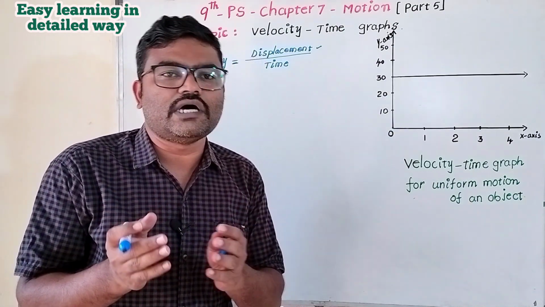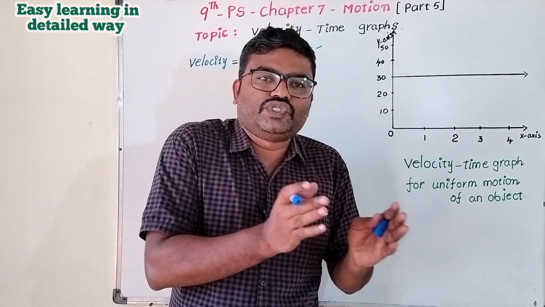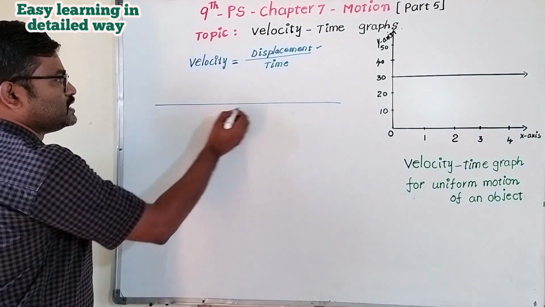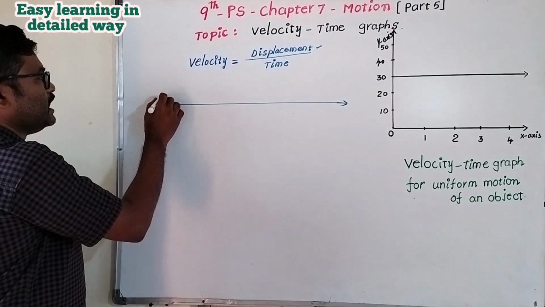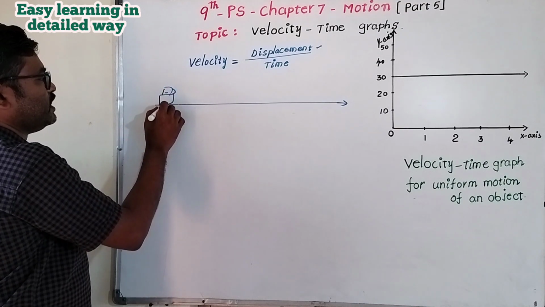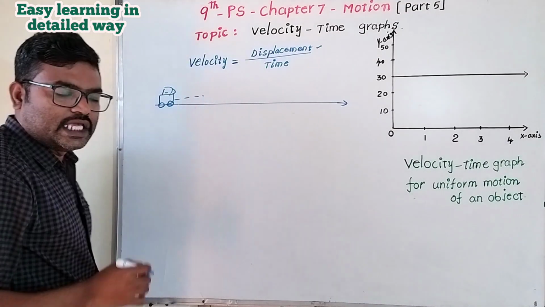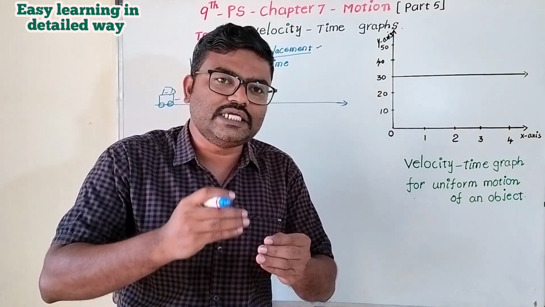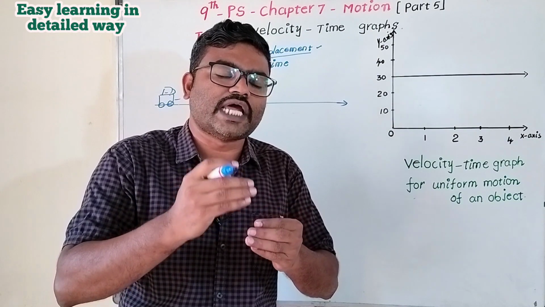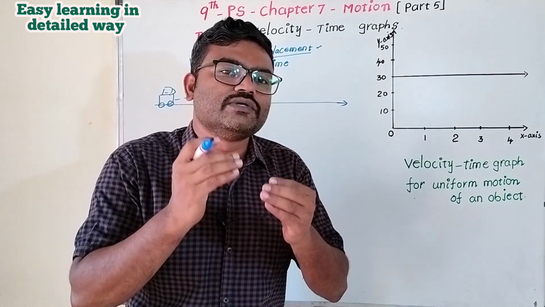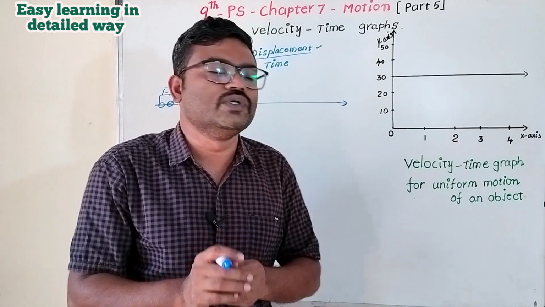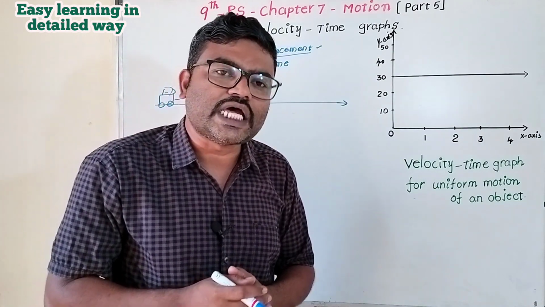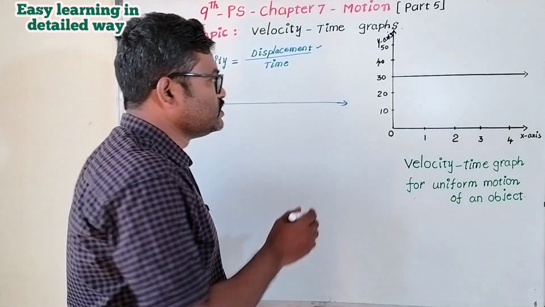The velocity of an object may change. If an object is moving in a straight line like this, this object possesses some velocity. Mari ee velocity emana change avutunda over the time period ku, with respect to the time, the change of velocity ni manamu velocity time graph ద్వారా మనము రిప్రజెంట్ చేయడం జరుగుతుంది.